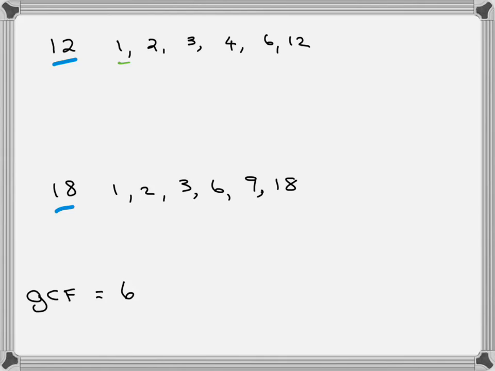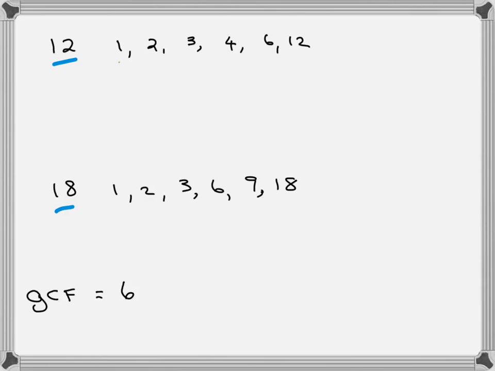We know 1 times 12 is 12, 2 times 6, 3 times 4. So there are the factors of 12. There they are. Okay, right? And then we did the same for 18 further down. We found out all the factors of 18.